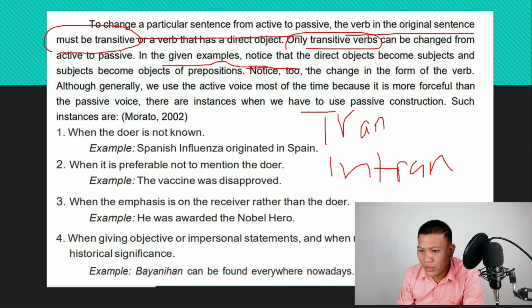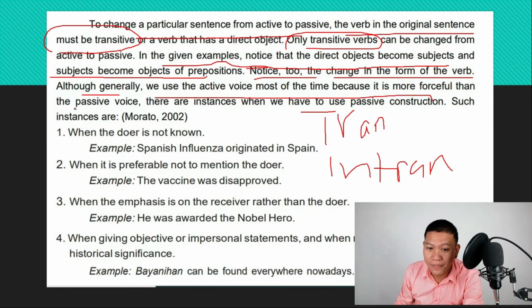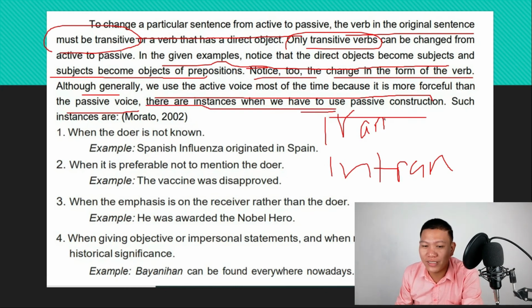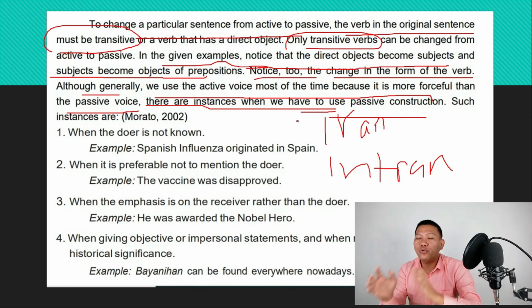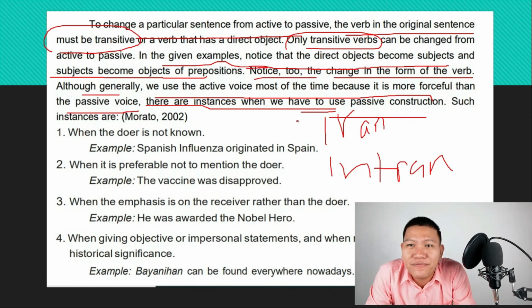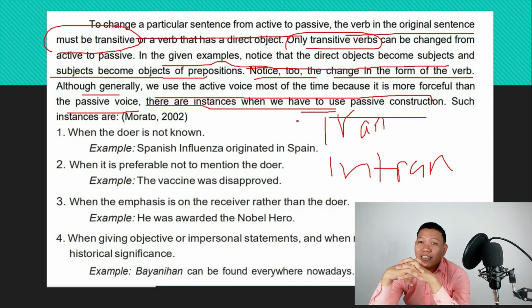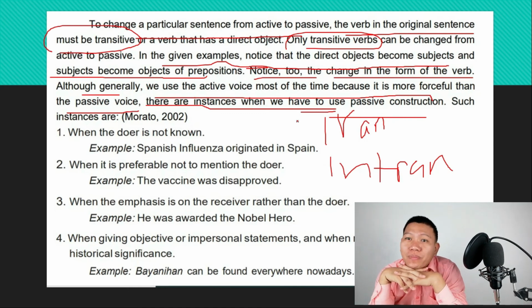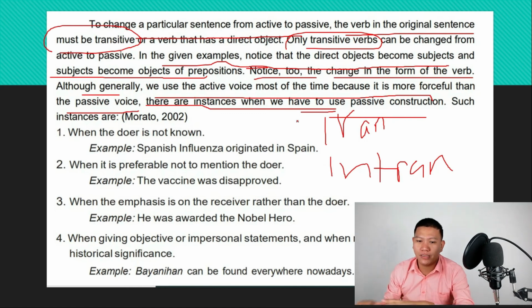In the given examples, notice that the direct objects become subjects and the subjects become objects of the preposition by. So they interchange in position. Notice too, the change in the form of the verb. Although generally we use active most of the time because it is more forceful than the passive voice, there are also instances when we have to use passive construction. Such instances are, okay, when do we use passive? It was said normally we use active, but there are some instances wherein we must use passive voice.